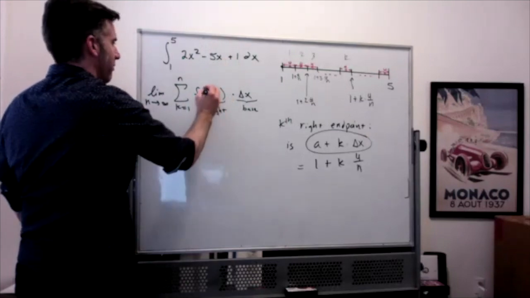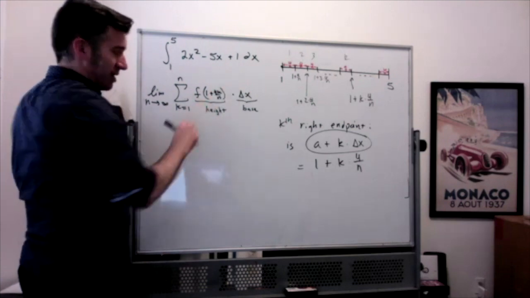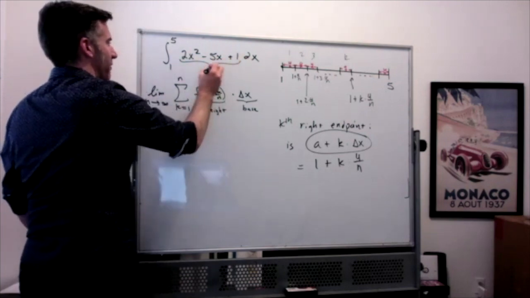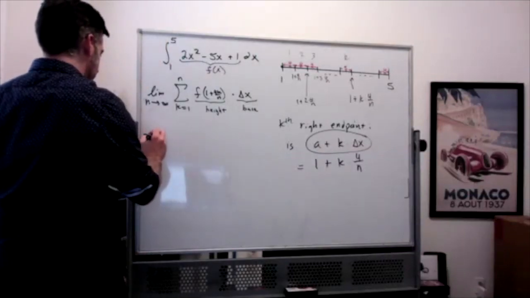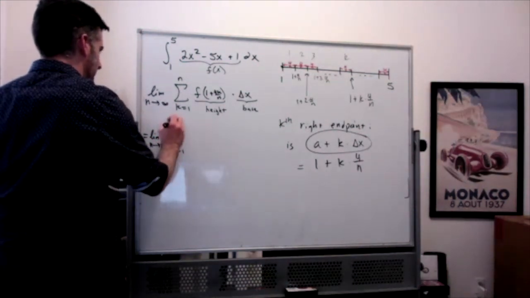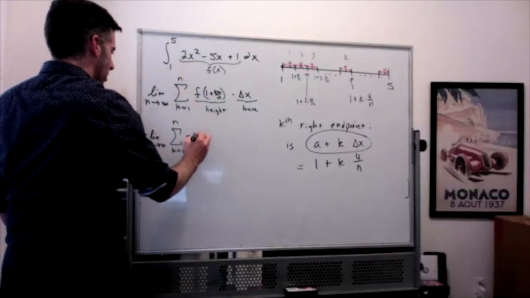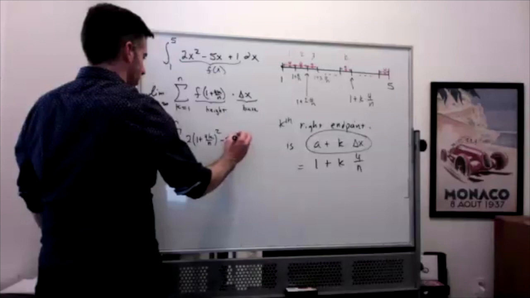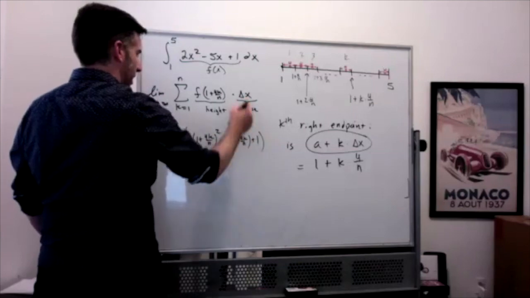the height is going to be f of 1 plus 4k over n. So here's where things are going to get messy. I have to plug that into this function, this function here, that is my f of x. So here's how things are looking. Not pretty. This is going to be the limit, as n goes to infinity, of the sum from k equals 1 to n of f of 1 plus 4k over n. So that's going to be 2 times 1 plus 4k over n squared minus 5 times 1 plus 4k over n plus 1, all times your delta x, which is 4 over n.